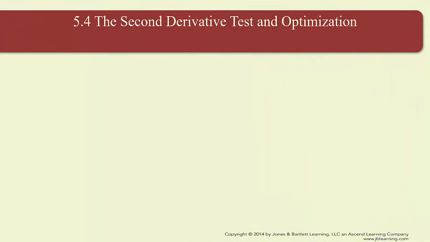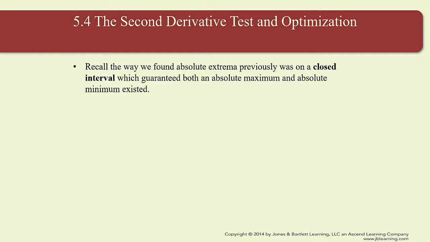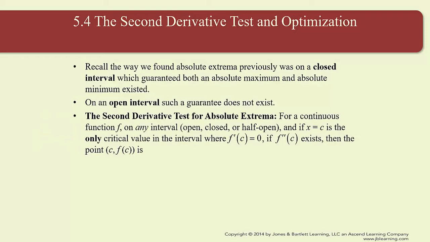All right, folks, now that we've seen the mechanics of the second derivative test, let me mention one more time. In a previous section, we found the absolute extrema, the absolute maxes and absolute mins. We did that on a closed interval because remember, a closed interval guaranteed the function had both an absolute maximum and an absolute minimum. If we have an open interval, well, there is no guarantee that there's an absolute max or an absolute minimum.